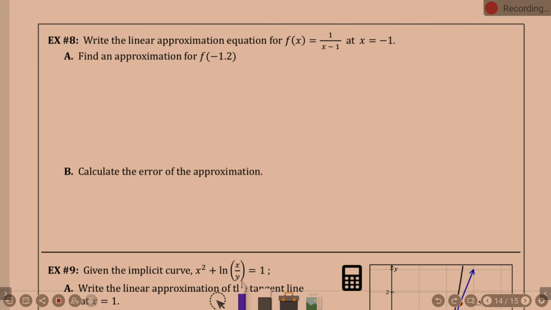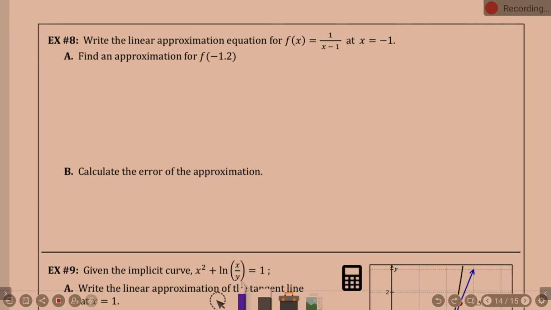Write the linear approximation for f of x at x equals negative 1. Find the approximation for f at negative 1.2. Calculate the error of approximation. Curiosity: do we need to do this one, or is it seeming repetitive? The derivative would be kind of annoying, and that's the only thing I could see.